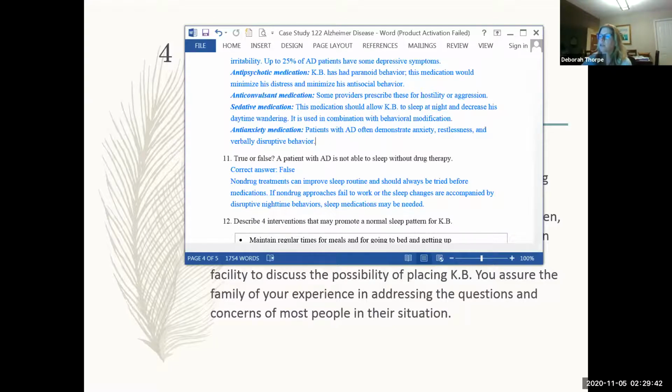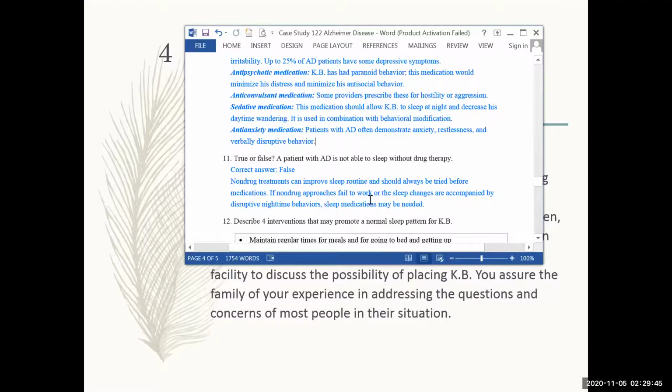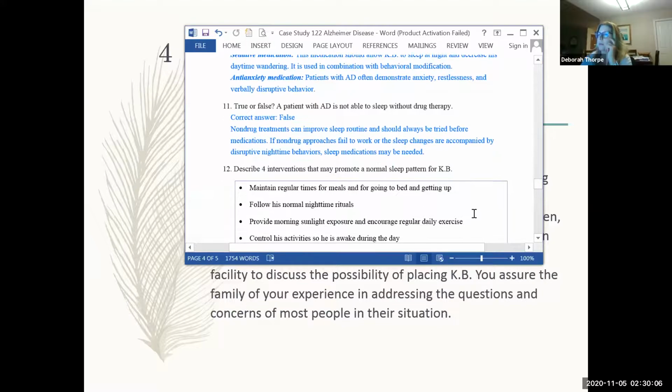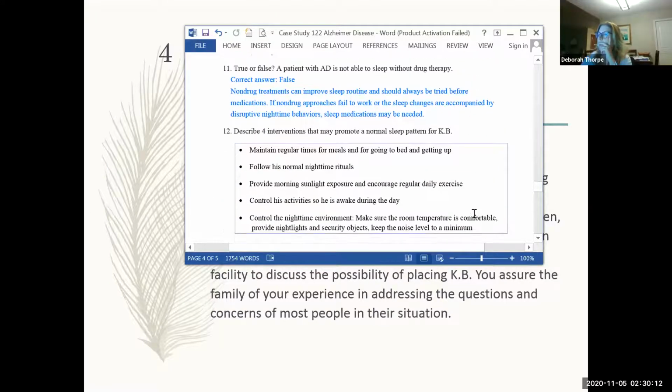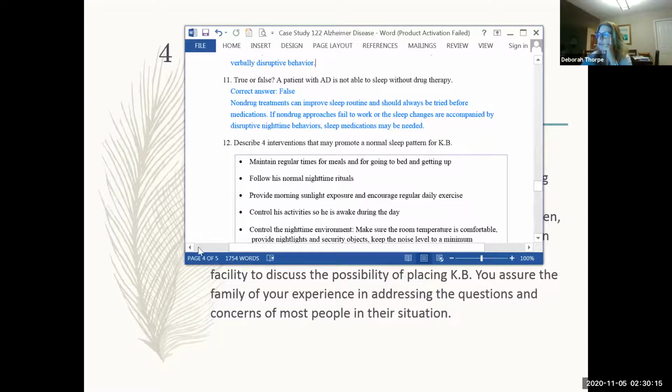Anything else, guys? 4 interventions. I'm pretty sure there was also something, I think it was last semester when we had the concept chapter on sleep. I remember it saying to ensure the room temperature is comfortable to the patient, like usually decreasing the temperature a little bit at bed so you can sleep more comfortably. Yeah, I like that. Make sure room temperature is comfortable, provide night lights. Oh, that's a good one. And security objects, and try to keep noise at a minimum.